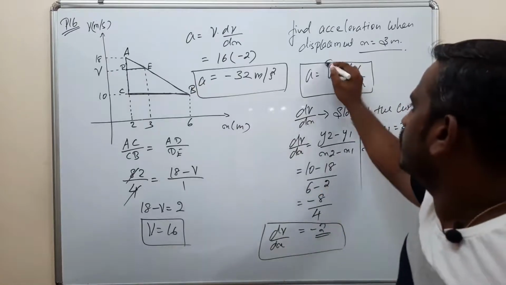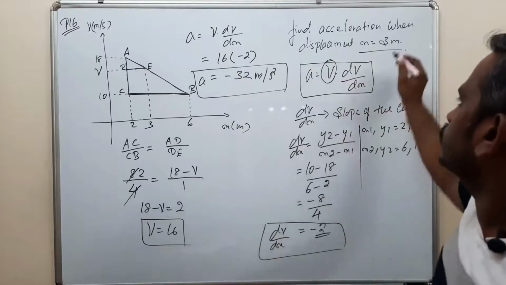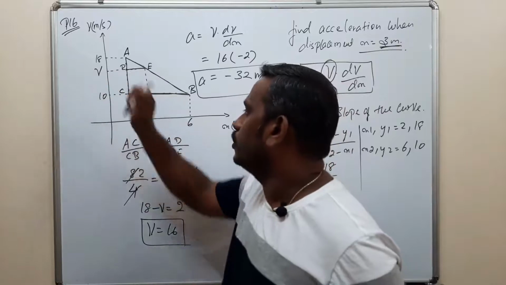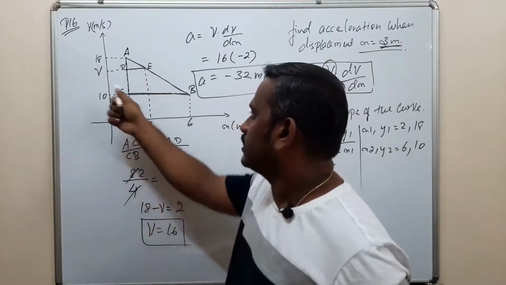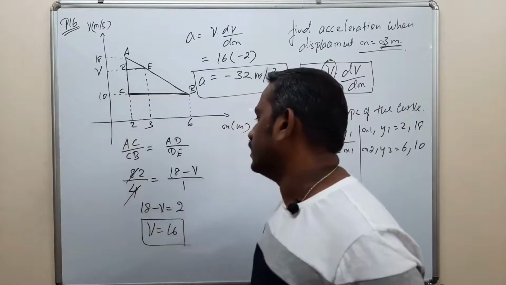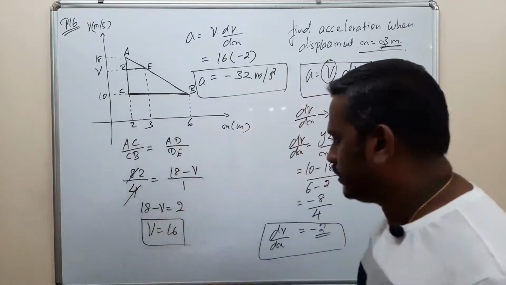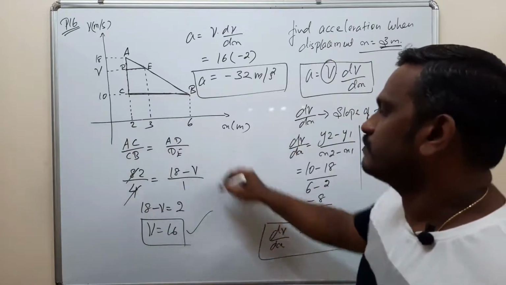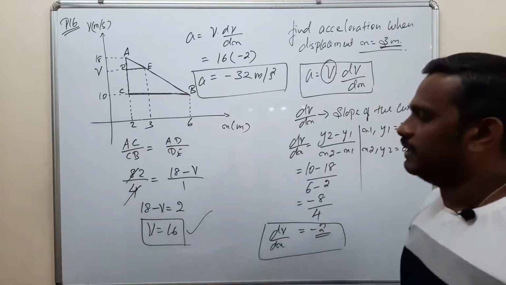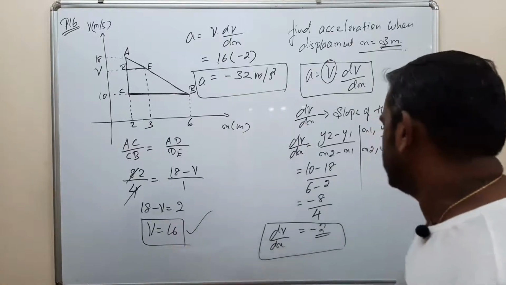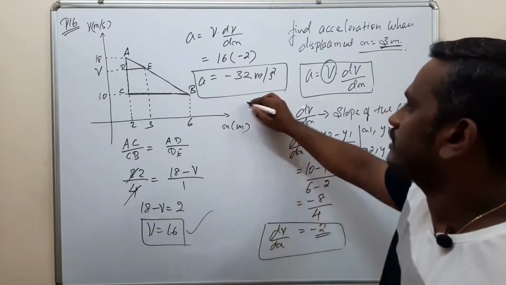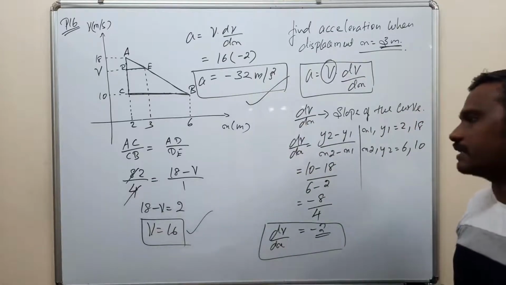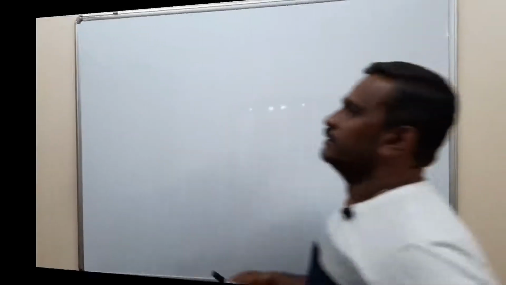So v is nothing but the velocity corresponding to the displacement, that is 3 meters. From this graph we are finding the velocity at the displacement x equal to 3 meter. Using the properties of similar triangles, we find the velocity, that is v is equal to 16 meter per second. So substituting the values, we get the answer, that is acceleration is equal to minus 32 meter per second square. Clear? 17th problem.